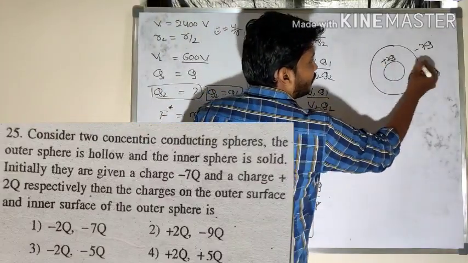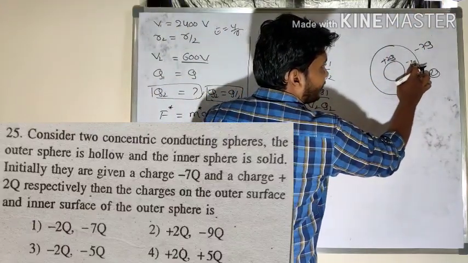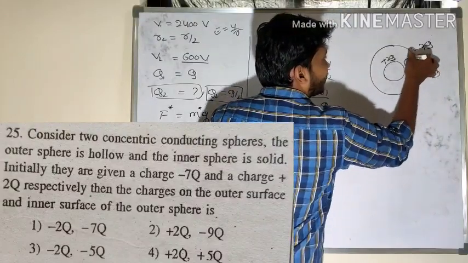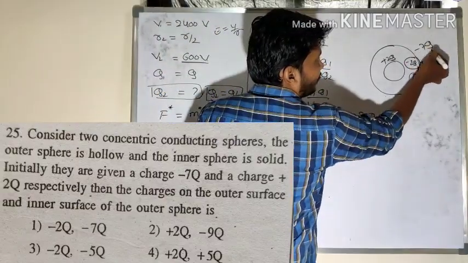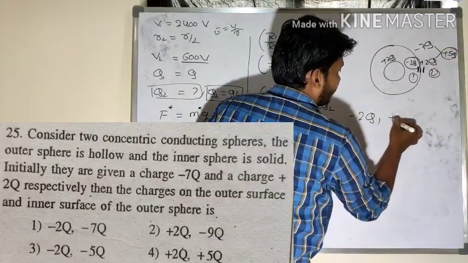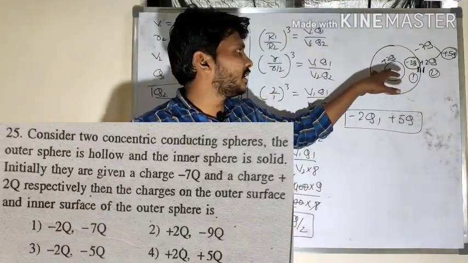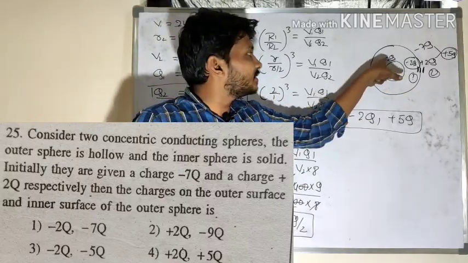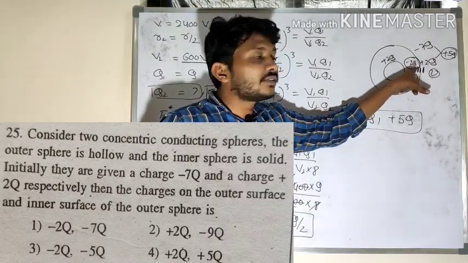If the inner sphere has plus 2Q, then the opposite charge, minus 2Q, is induced on the inner surface of the outer sphere. If this is minus 2Q, then the outside will be plus 2Q. What is the charge on the inner surface of the outer sphere? Minus 2Q. They mention two spheres, one hollow and another solid. In the solid sphere plus 2Q charge is there, so opposite charge, minus 2Q, will be deposited on the inner surface of the outer sphere.